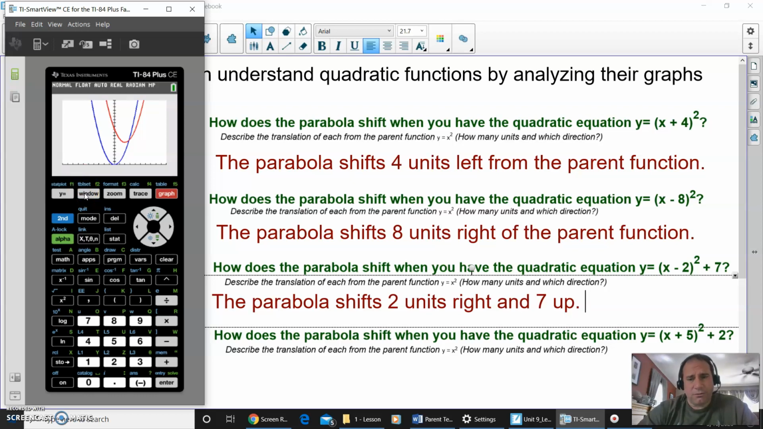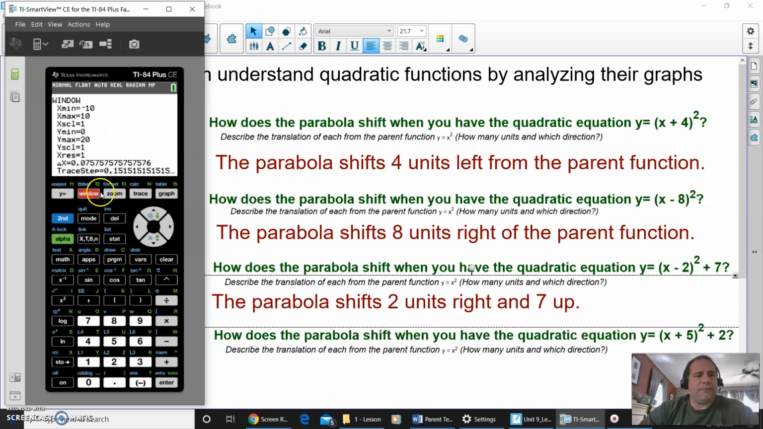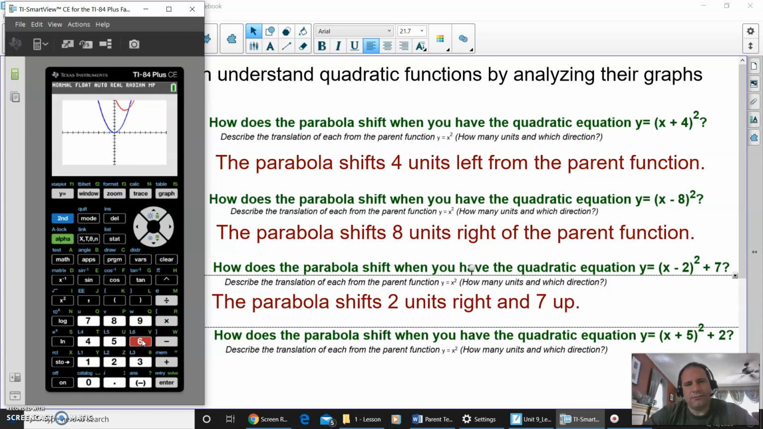Sometimes the parabolas will be off your screen completely. So if you press zoom and go to 6, which is zoom standard, you will go back to a 10 by 10 graph. All right, very important that you do know that.